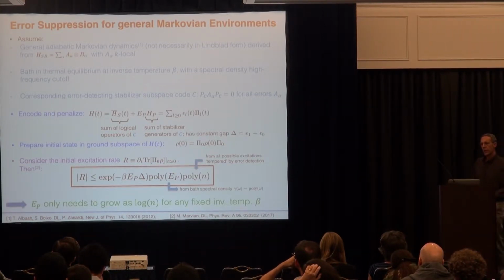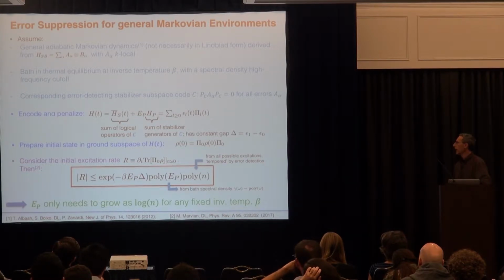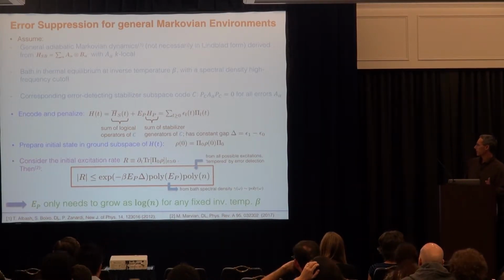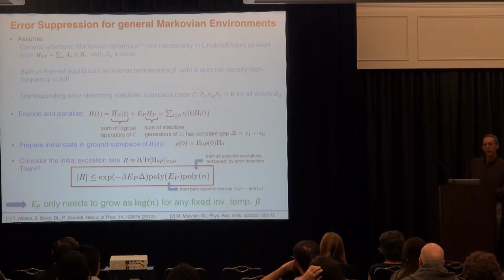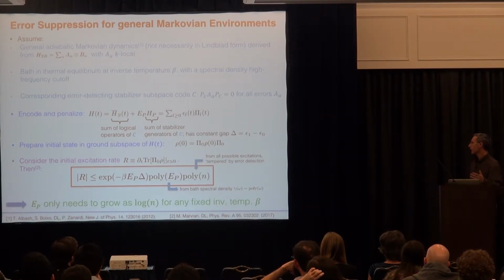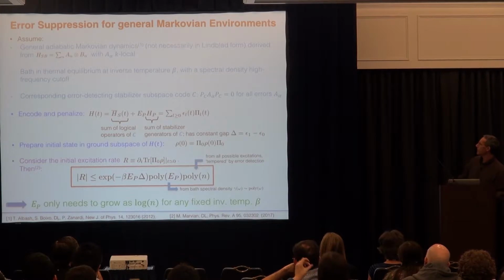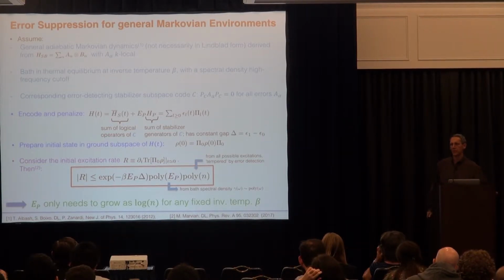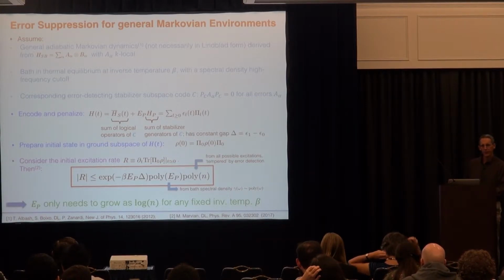So the bottom line is that for these Markovian models, using error detecting codes, stabilizer subspace codes, we can rigorously show for appropriate baths that the initial excitation rate is indeed exponentially suppressed in the strength of the energy penalty. So that's good news for the Markovian scenario.